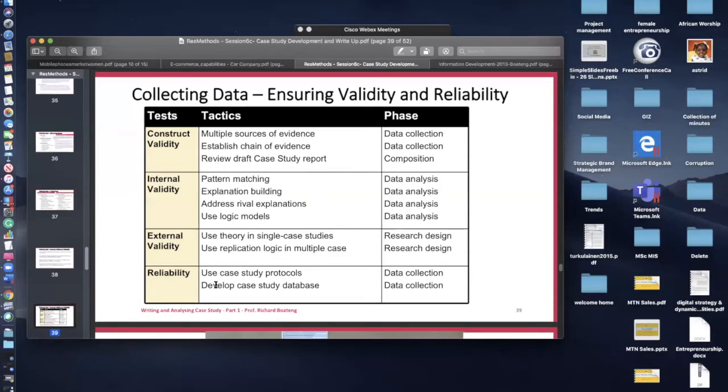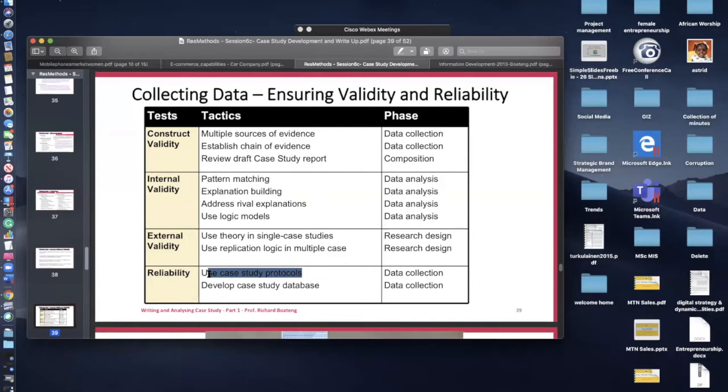So now let's go back and check the reliability. How did I show reliability in this work? Reliability is a case study protocol and how to develop the case study database. So the case study database has the references to all the people I interviewed and why I interviewed them, and then where they are located. Number two, we are going to use a case study protocol: what I said I would do in the case study, the variables I was going to measure, where I was going to collect the data from, all these things that go into your case study protocol.